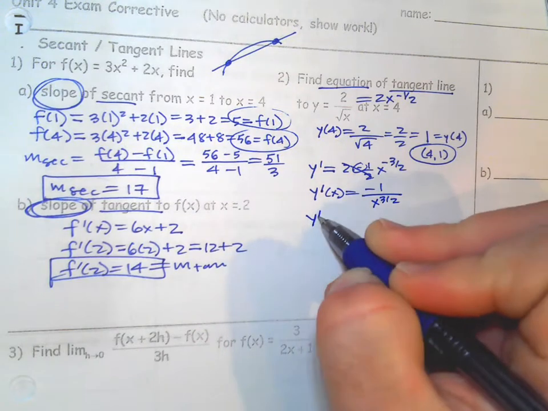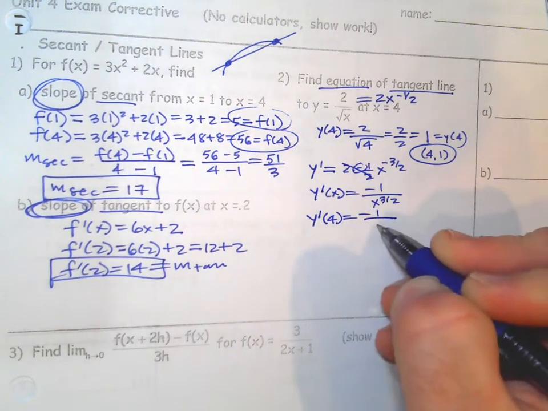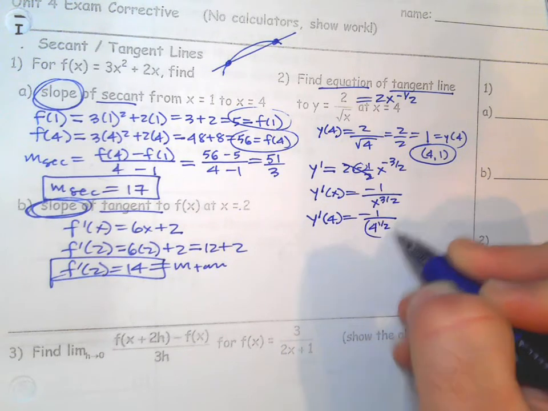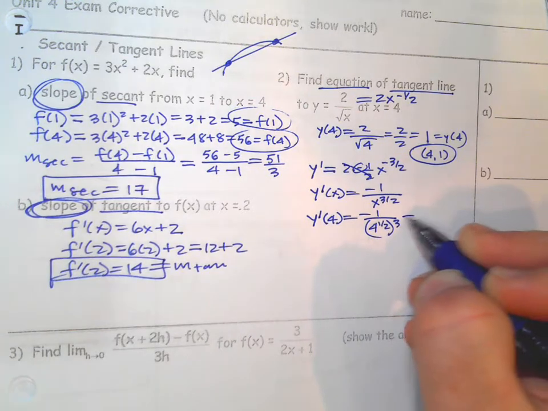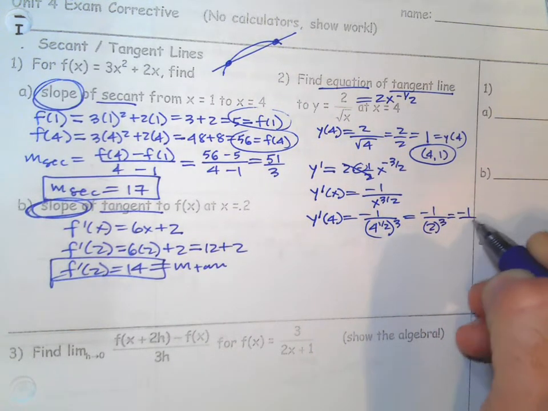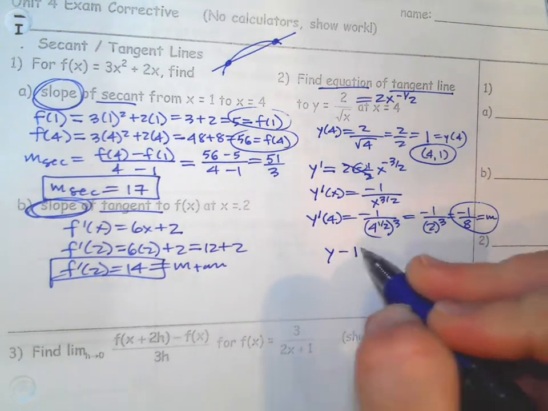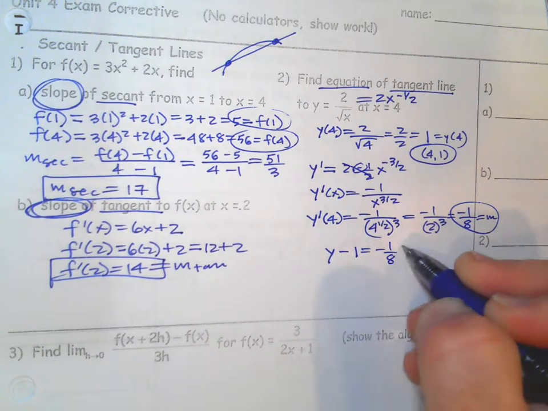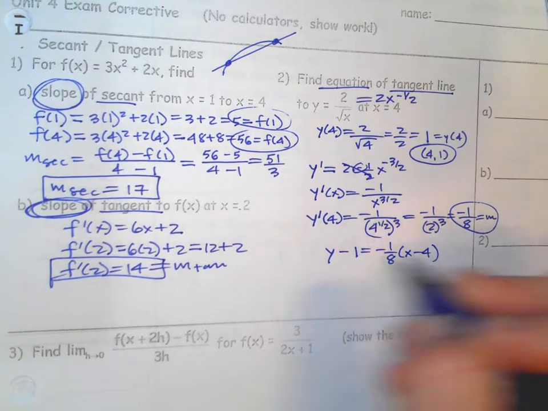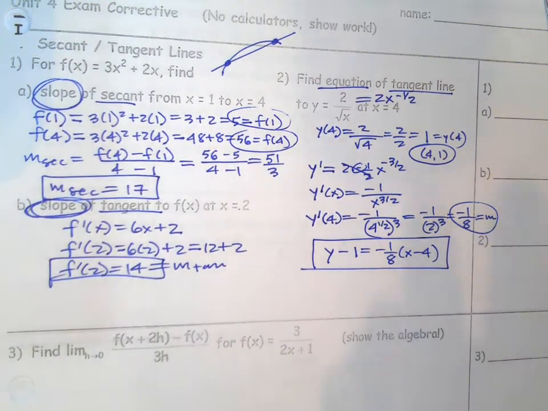So y prime of 4 is negative 1 over 4 to the 1/2 and then the 3 afterwards. 4 to the 1/2 is the square root of 4, which is 2. Cubed is 8. So that's your slope. You've got a point and the slope. y minus 1 equals negative 1/8 times x minus 4. Just leave it. Don't do extra work. That's good enough. Don't change the slope in point-slope form.